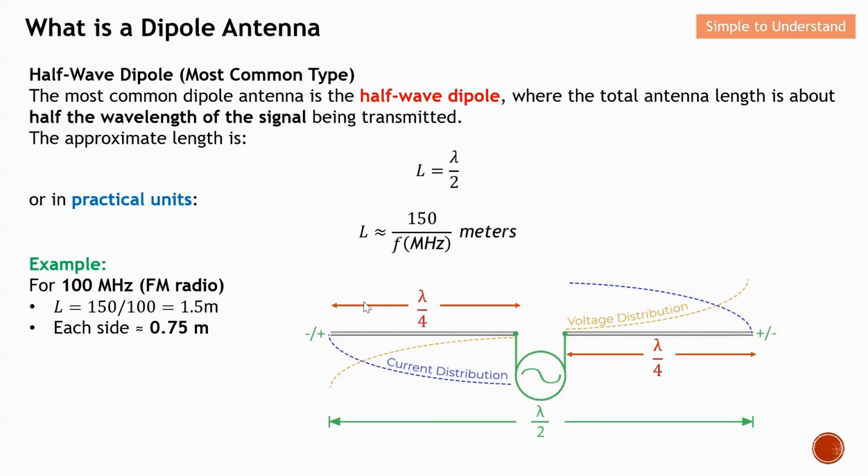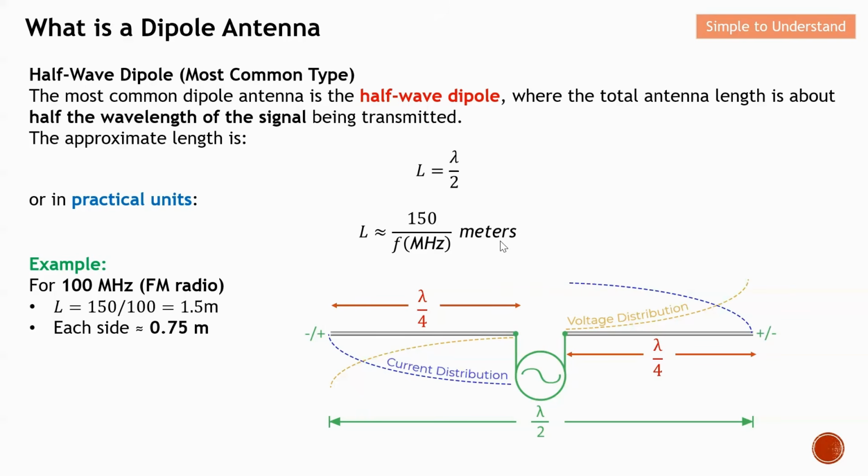Next, let me share with you how you can compute the length of this conducting material. Like I mentioned earlier on, the most common dipole antenna is the half-wavelength antenna, as you can see from this diagram here. So this will be the total antenna length, which is half of a wavelength. In practice, we use this equation to estimate the overall length of the antenna: 150 divided by the frequency in megahertz. The SI unit will be in meters.